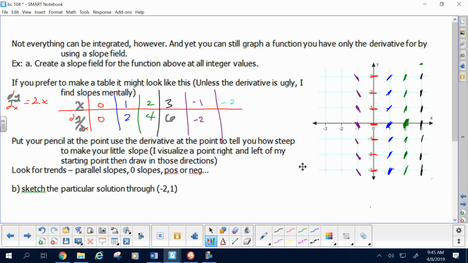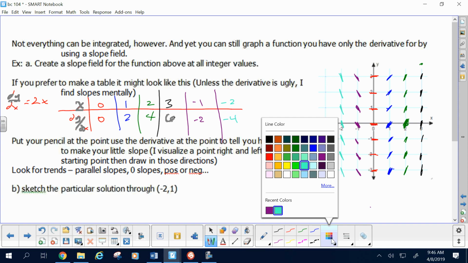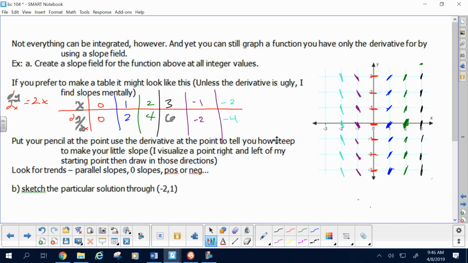negative 4. So if I go here, that's down 4 over 1, that's pretty steep. There should be some symmetry there to the left side of the graph. And at negative 6, very steep. All right, now that's a slope field.